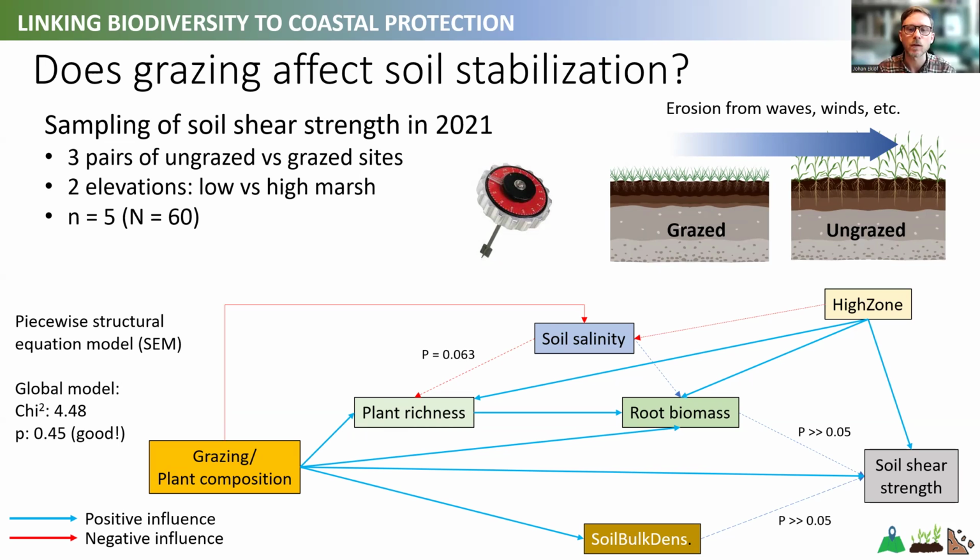And we're seeing that this actually has a weakly non-significant influence on plant richness, emphasizing how grazing really influences not just plant communities, but also abiotic conditions in these habitats. We're seeing that plant richness has a positive influence on root biomass. Grazing and plant community composition also influence soil bulk density. And these factors in turn finally influence soil shear strength, which is also responding to whether we are in the high zone or low zone of the area.